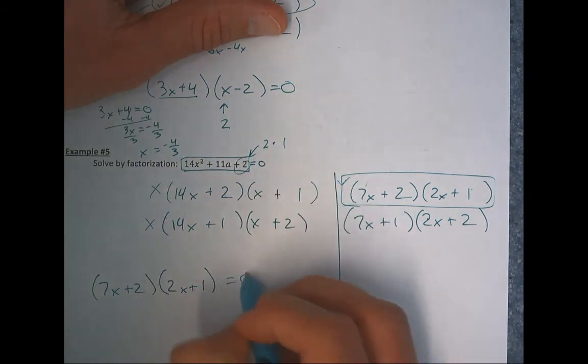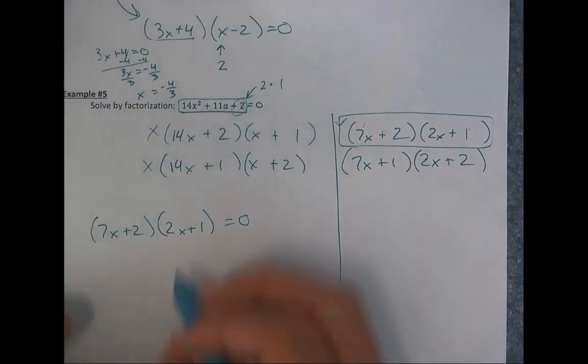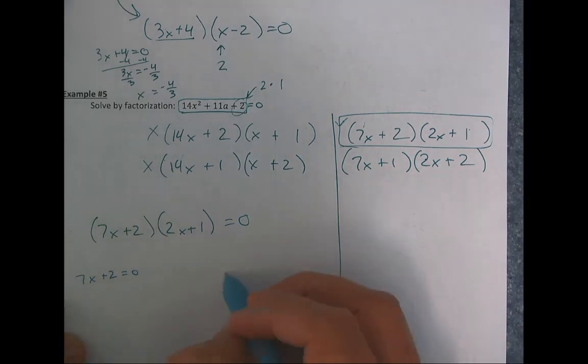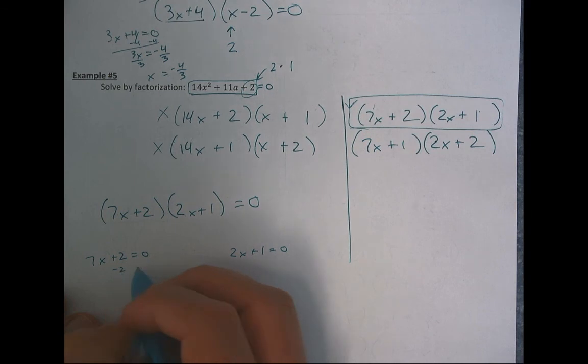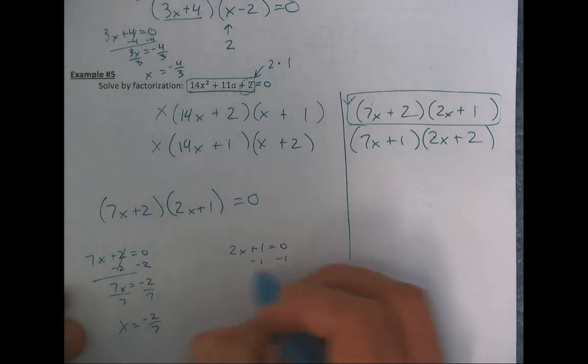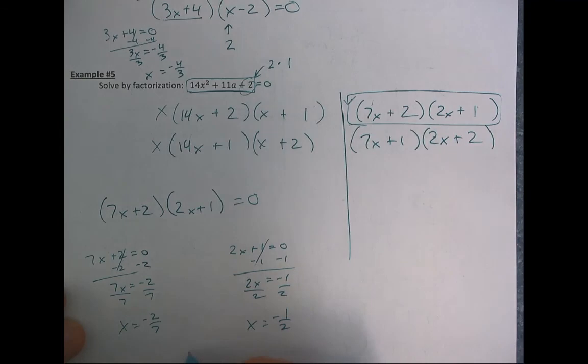So when that equals 0, we need to figure out what numbers we can plug in. What I'm going to do is separately solve both of these for 0. When does that equal 0? And when does this equal 0? So minus 2 divided by 7. So x can equal negative 2/7. And here, minus 1 divided by 2. Or x can equal negative 1/2. So those are my final two answers.